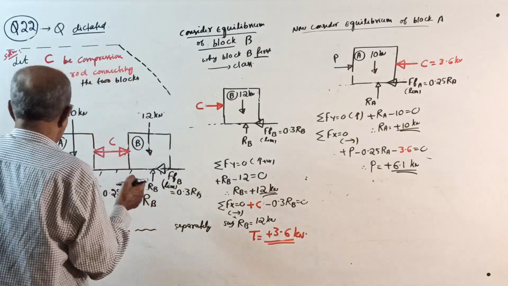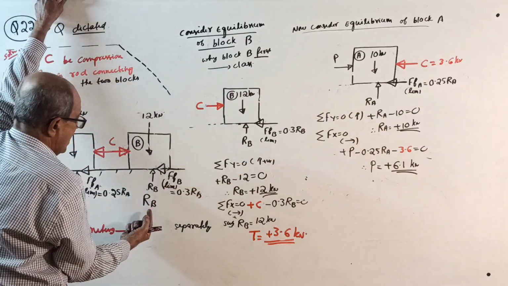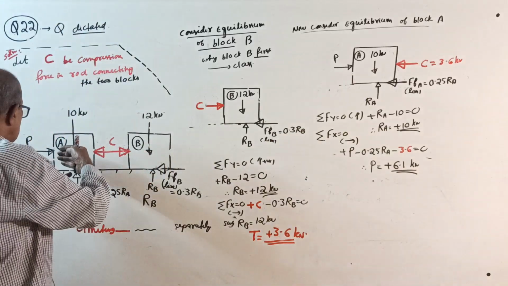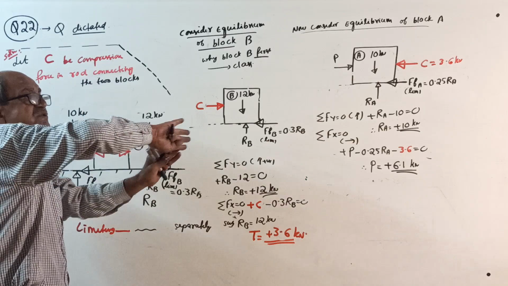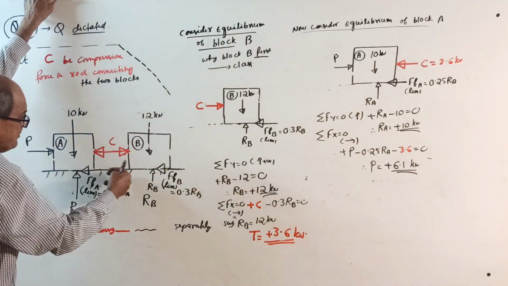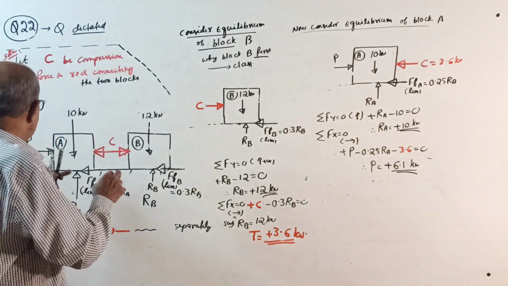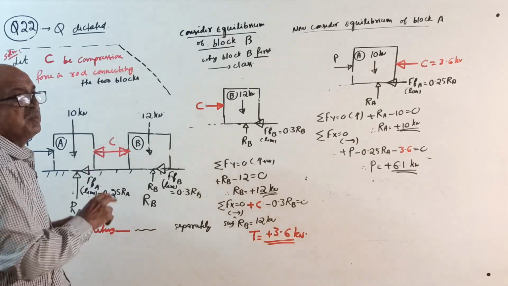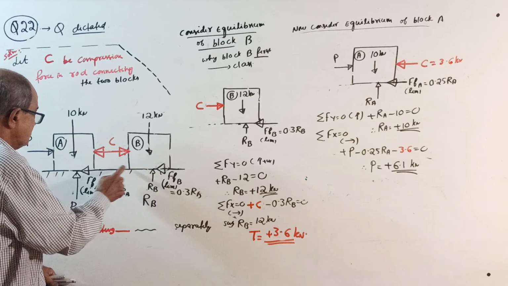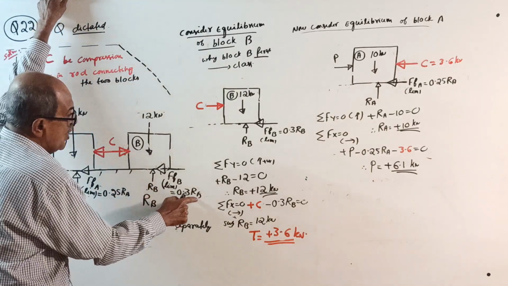If I take equilibrium of block B, weight 12 kN down, RB, friction. Last time it was pulled this way, now it is pushed this way. The system will move to the right side, so frictional force will be to the left side. The connected two blocks will be on the verge of moving to the right side, meaning both surfaces have friction to the left side. Here for block B it is 0.3 RB.